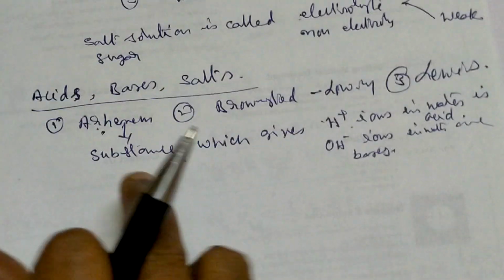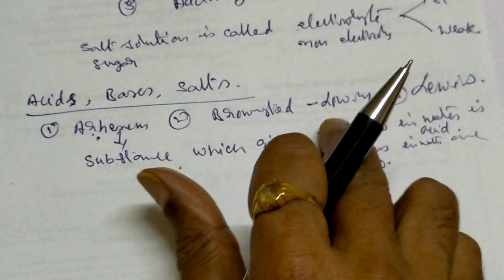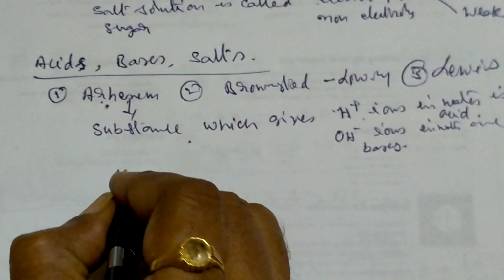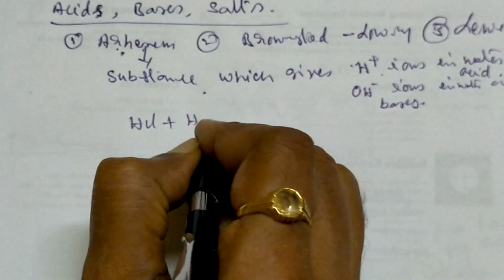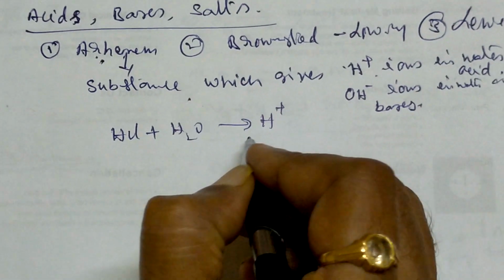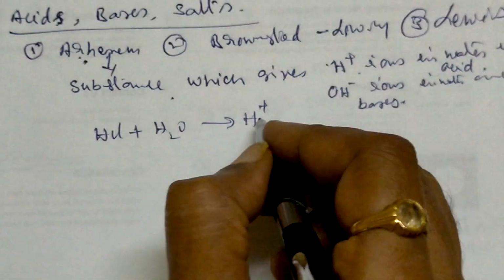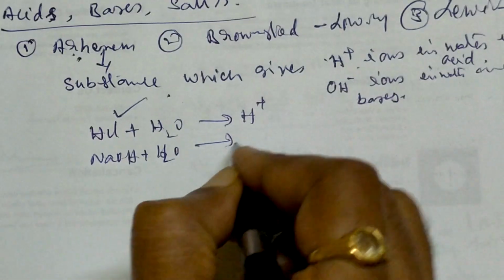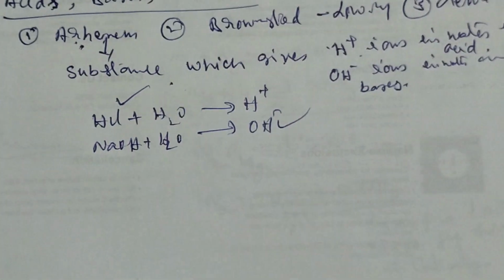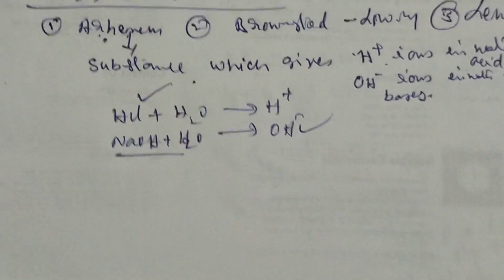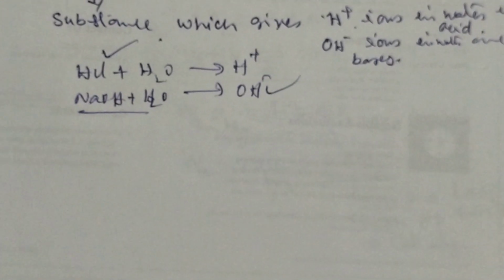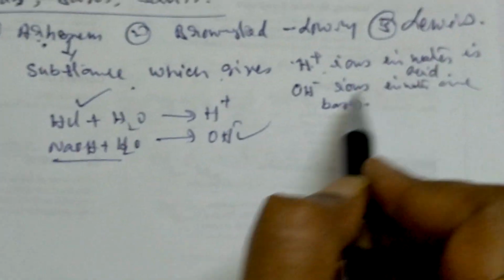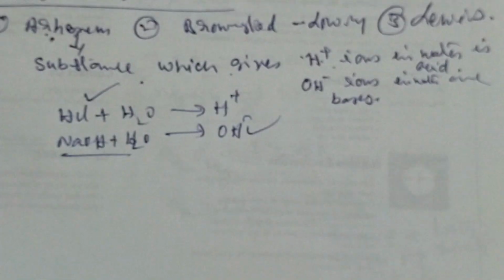As per Arrhenius, if I am dissolving a substance and it gives H plus ions, that is an acid. If it gives OH minus ions, that is a base. Examples he has taken: hydrochloric acid in water gives H plus ions, so this is an acid. Similarly, NaOH in water gives OH minus ions, so NaOH is a base. That is as per Arrhenius. But as per him, substances must give H plus ions and OH minus ions in water. That means it is limited to water only.